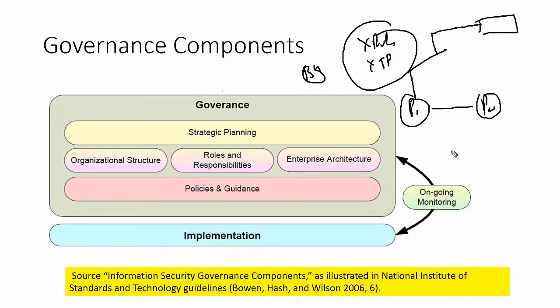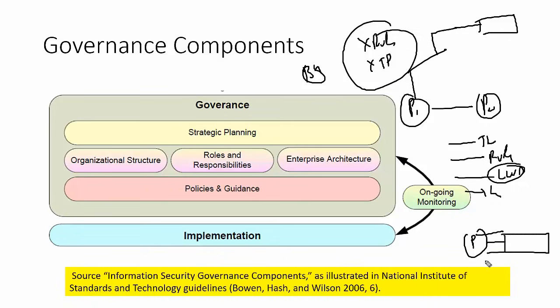So we have traffic lights. We have rules that have to be followed, that will be enforced with the help of law. And we have a government. Because of that fear, the person will respect the things and abide by the orders and make sure he will drive carefully and safely on the road. That is the example of governance. So governance is all about the strategy planning, organization structures, roles and responsibility, enterprise architecture, policy and guidance and implementations. So that is what is called governance.